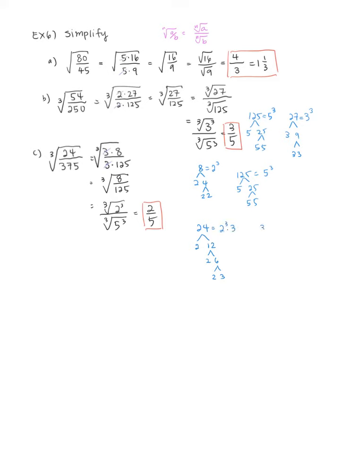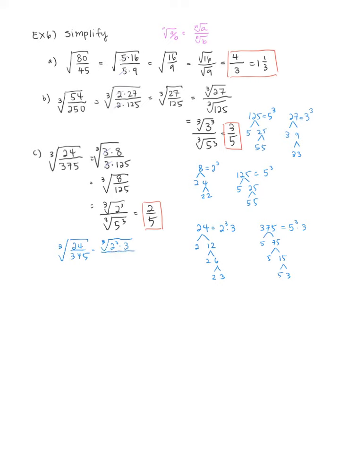And for 375, well, I know for sure that 5 is going to go in. And 5 times 75 gives 375, I think so. Alright, now again 5 is going to go in. So 5 times, what is that, 15. And then 5 times 3. So this is the same thing as 5 to the third times 3. Alright, so then we could just do it this way. So therefore, cube root of 24 over 375. This is the same thing as cube root of 24 is 2 to the third times 3.